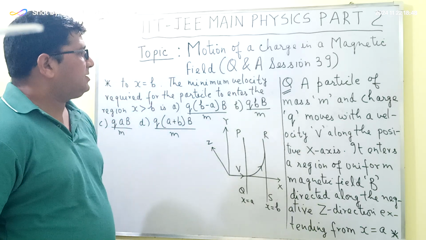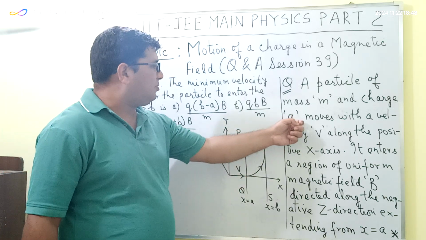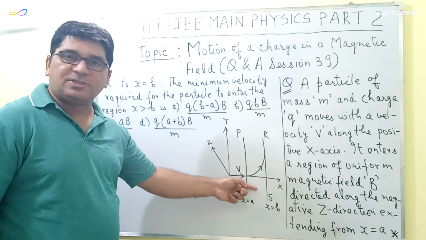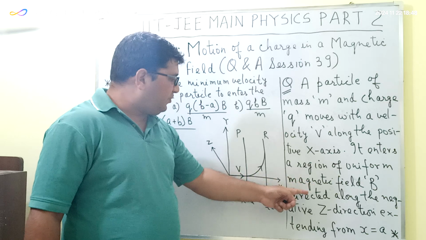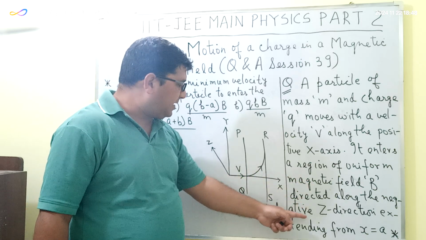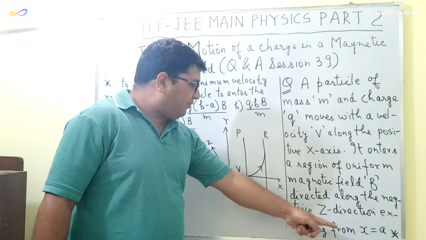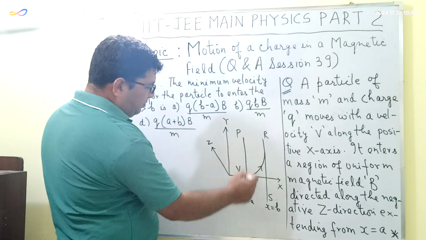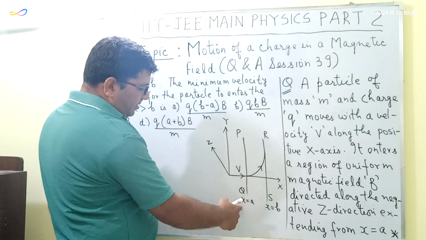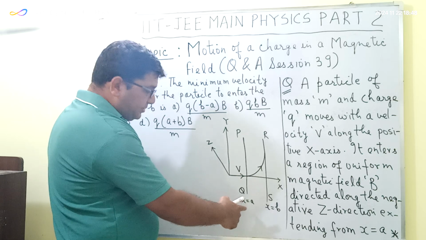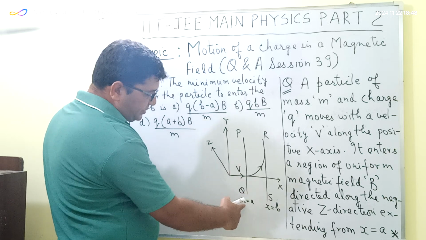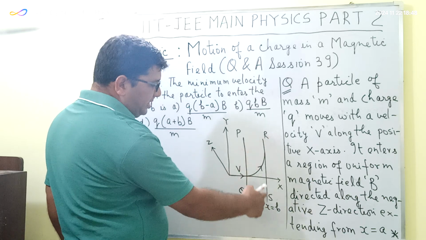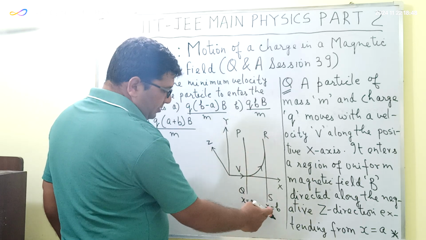So here the question is: a particle of mass m and charge q moves with a velocity v along the positive x-axis as shown in this figure. It enters a region of uniform magnetic field B directed along the negative z direction, extending from x equal to a to x equal to b. So this line PQ is the line depicting x equal to a, and RS is the line depicting x equal to b.